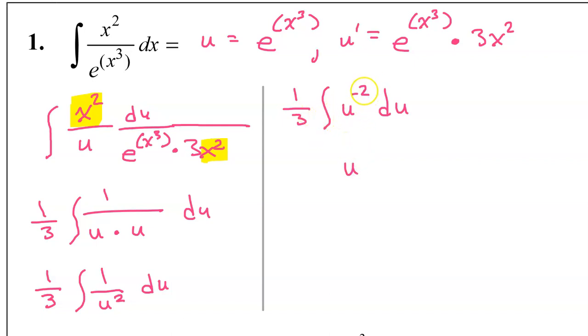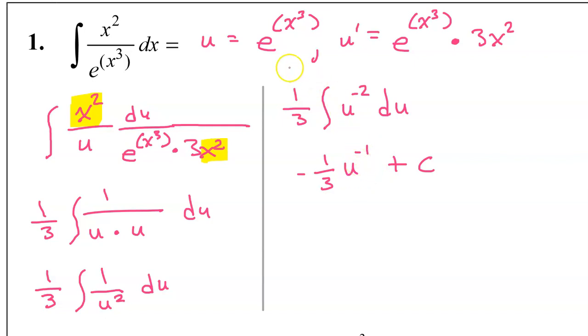Let's add 1 to this exponent. That will give us u to the -1 power. Then we divide by the new exponent. This will put a negative sign out in the front. I'm going to go ahead and bring down the 1/3 that we have, and I'll put that negative sign out in front. And then we have plus c.